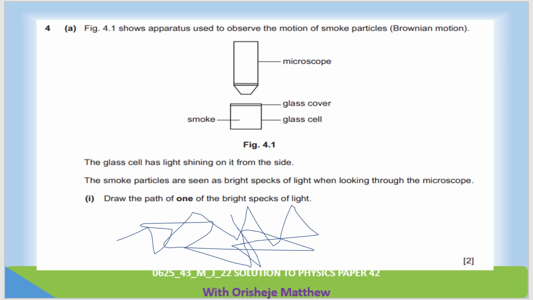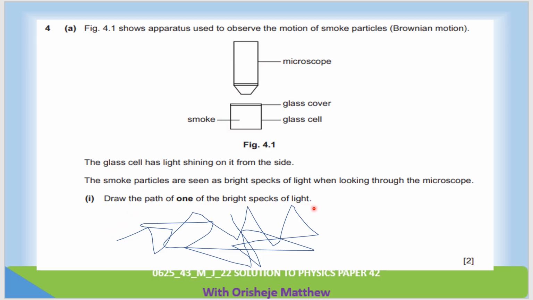So question 4. Yes, this is Brownian motion. If you look at this, the glass has a light, then the smoke is seen as a bright speck of light when moving through the microscope. So you have smoke particles, you have air particles, very small, you can't see them, but when you release smoke into it, draw the path of one of the bright specks.